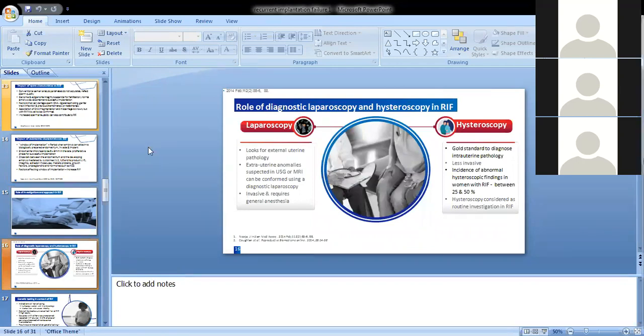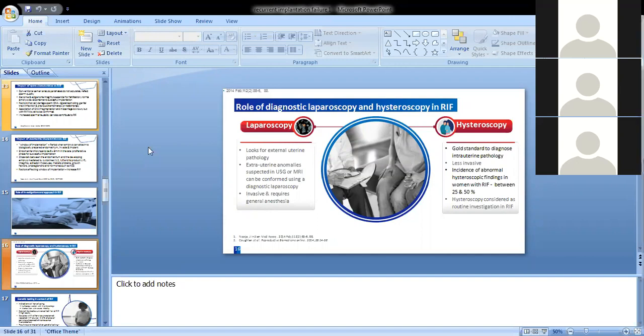Now coming to the role of diagnostic laparoscopy and hysteroscopy. Is there any role of diagnostic laparoscopy and hysteroscopy in a recurrent implantation failure patient? Yes, of course. As I mentioned already, this recurrent implantation failure patient may have a hydrosalpinx which has not been diagnosed till now. So if on TVS, transvaginal sonography, there is a suspicion of hydrosalpinx, it is always better to go for a laparoscopy, and if there is hydrosalpinx, go for the therapy, either clipping or salpingectomy.